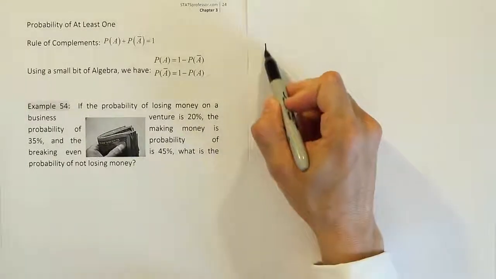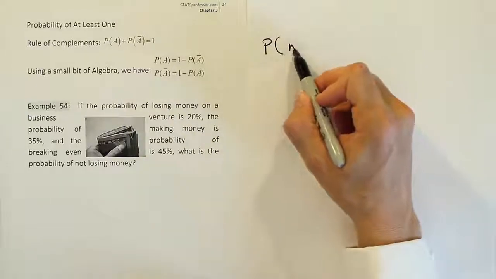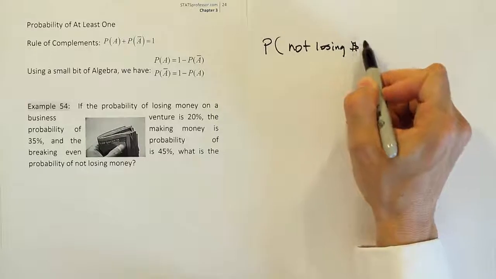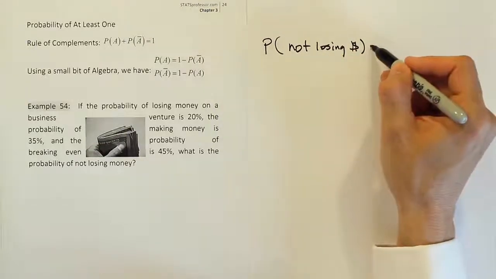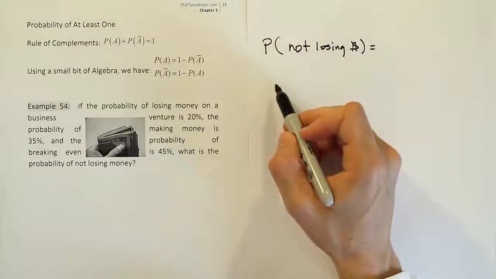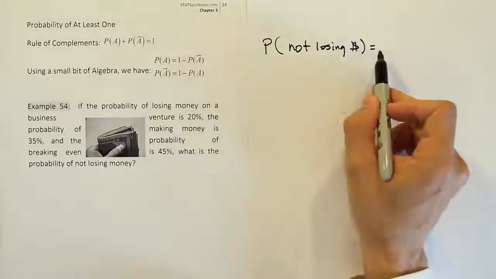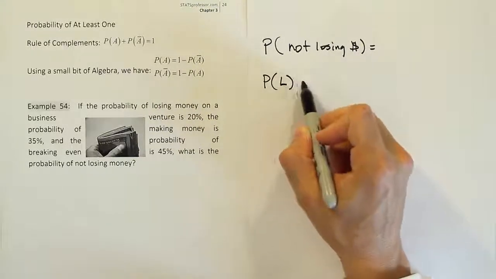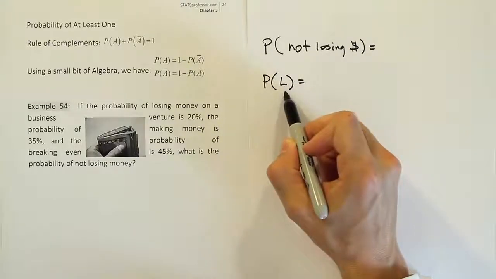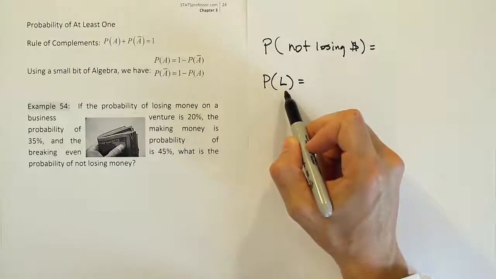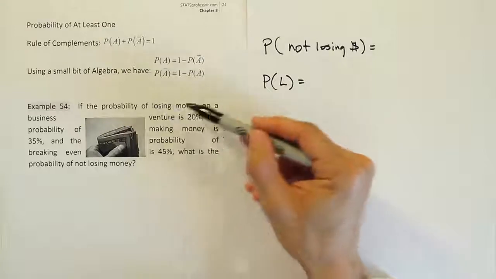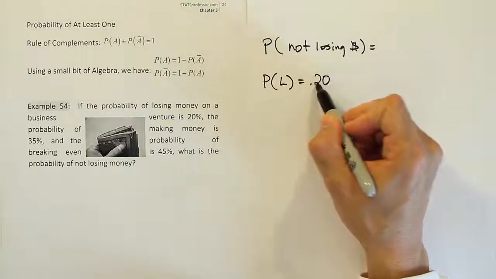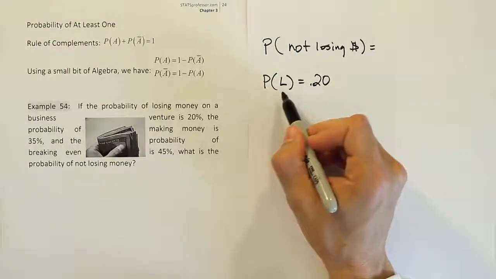If I'm looking for the probability of not losing money, right? And if I want to represent that, I can use L for losing money. So before we finish this problem, let's stop here and create a little notation. I'm going to use the probability of L as the probability of losing money. So what was the probability that we lose money? It says the probability of losing money on a business venture is 20%. That's the chance I lose money.